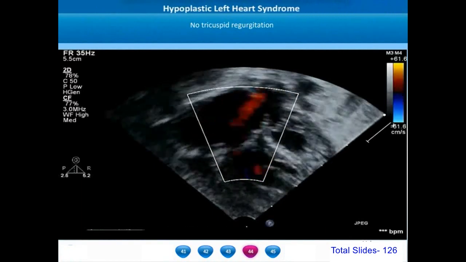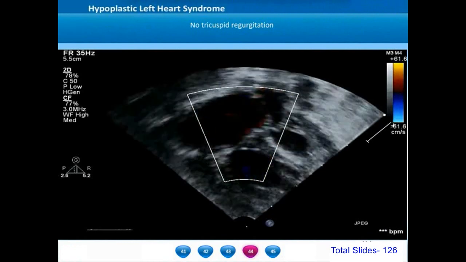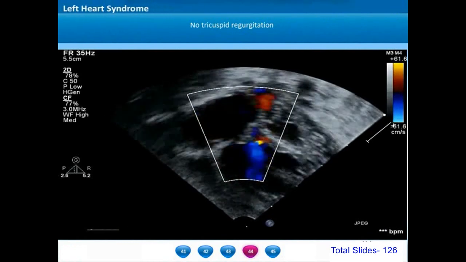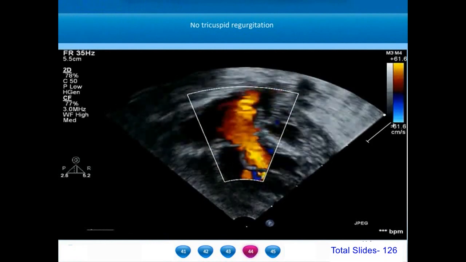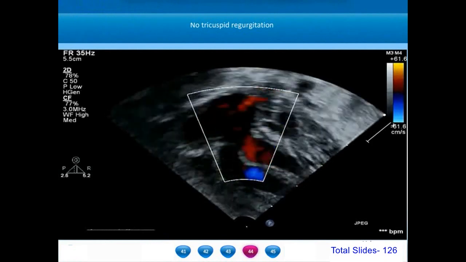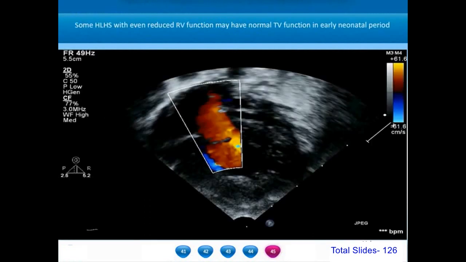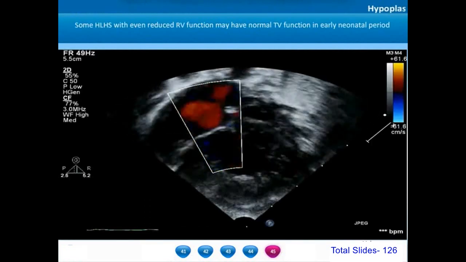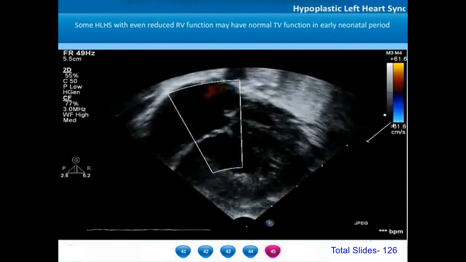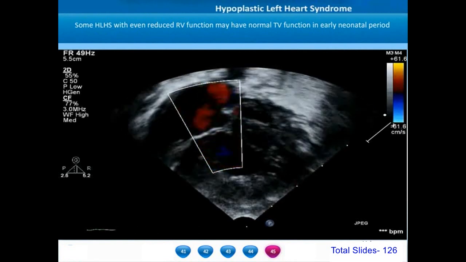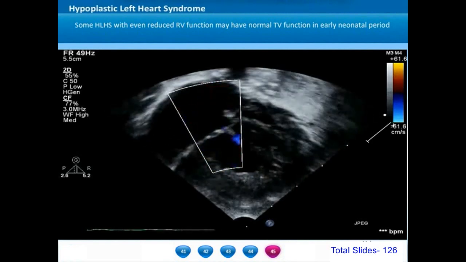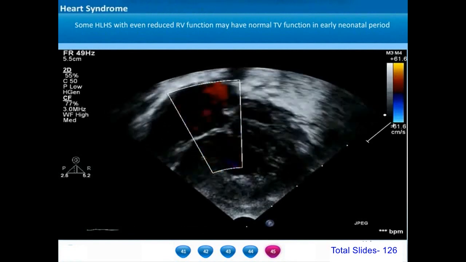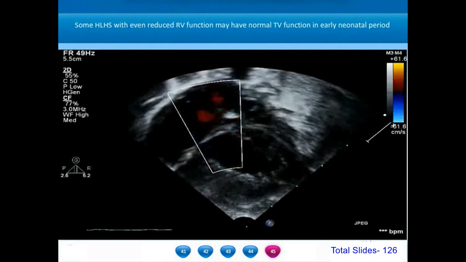In this example, there is no tricuspid valve regurgitation at all. You notice that the right ventricular systolic contractility is normal and the tricuspid valve coaptation is also normal. Some patients with hypoplastic left heart syndrome in neonatal period may have reduced right ventricular contractility, but in early neonatal period, the tricuspid valve will be competent.